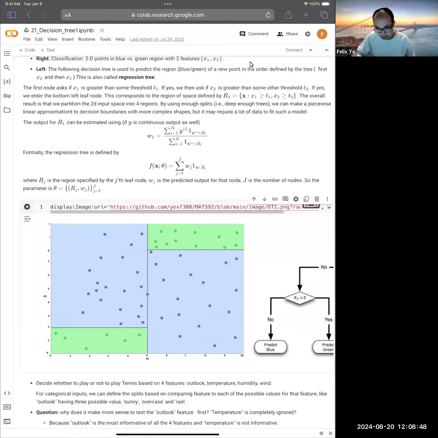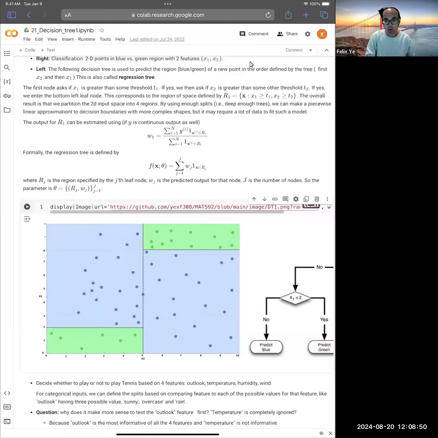So this basically partitions the whole space into a bunch of boxes. Points within those boxes will be predicted as the corresponding class, whether it's blue or green. So basically, this is exactly what the decision tree is doing. It's making predictions by partitioning the whole space into a bunch of boxes.